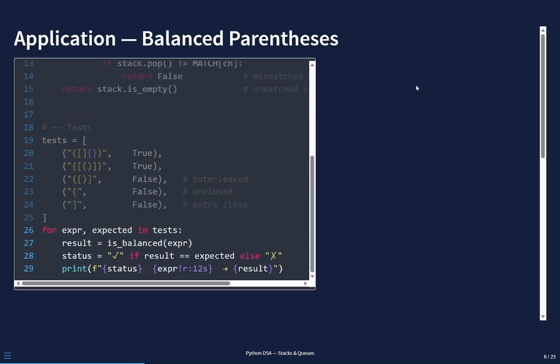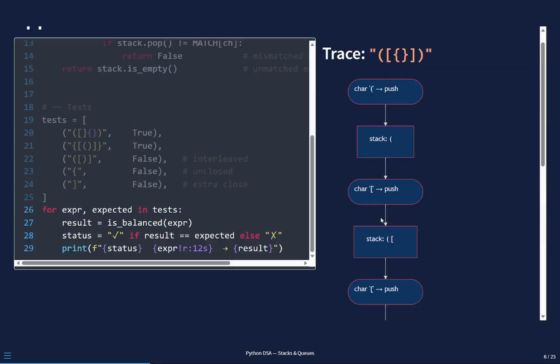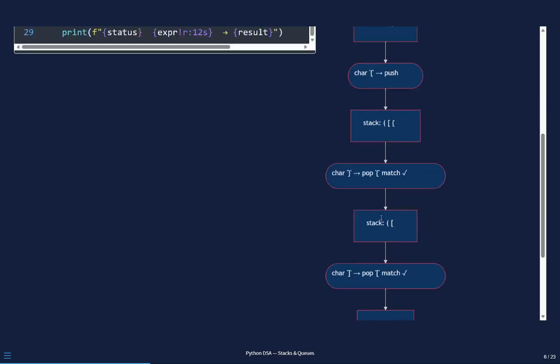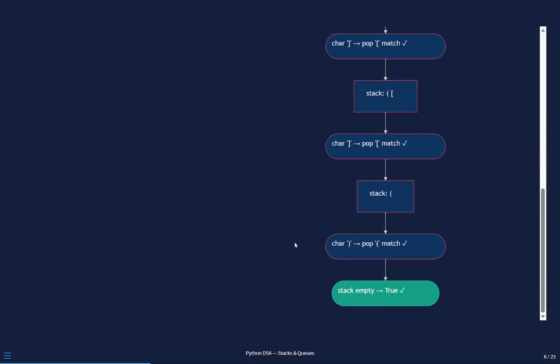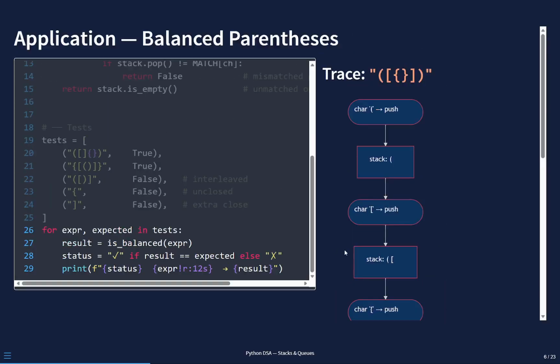Each opener pushes onto the growing stack. Each closer pops and verifies the match. Every match succeeds. The stack is empty at the end. True. The diagram makes it trivially clear why a stack is the right tool. Brackets must close in reverse order of how they opened. That's LIFO, exactly what a stack gives you.